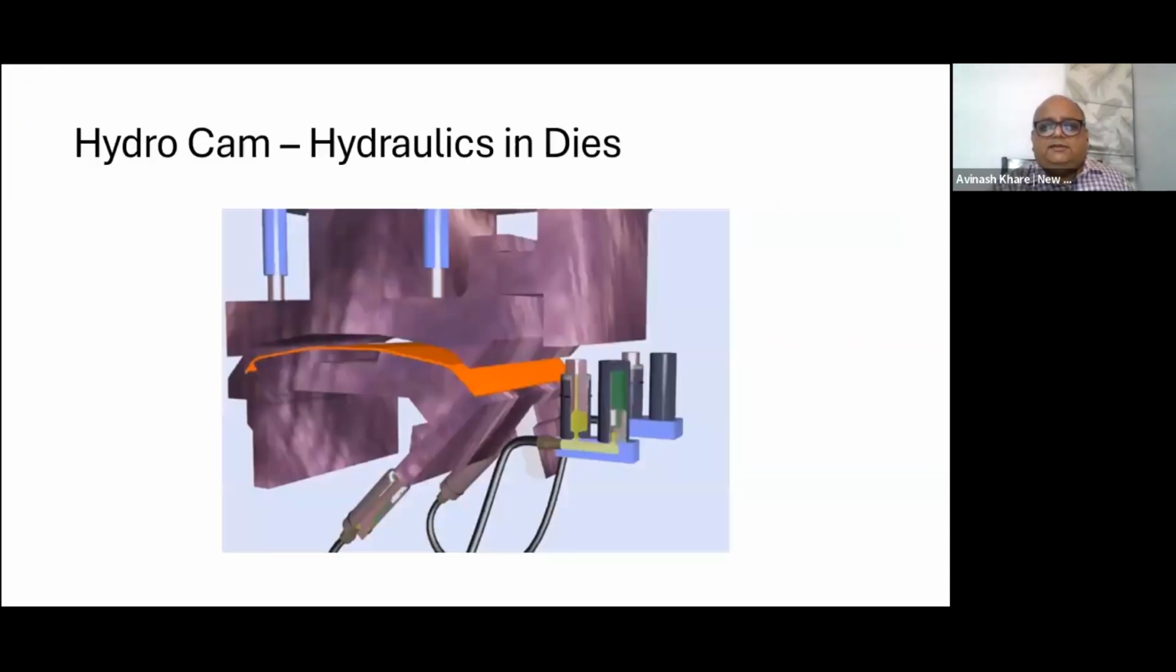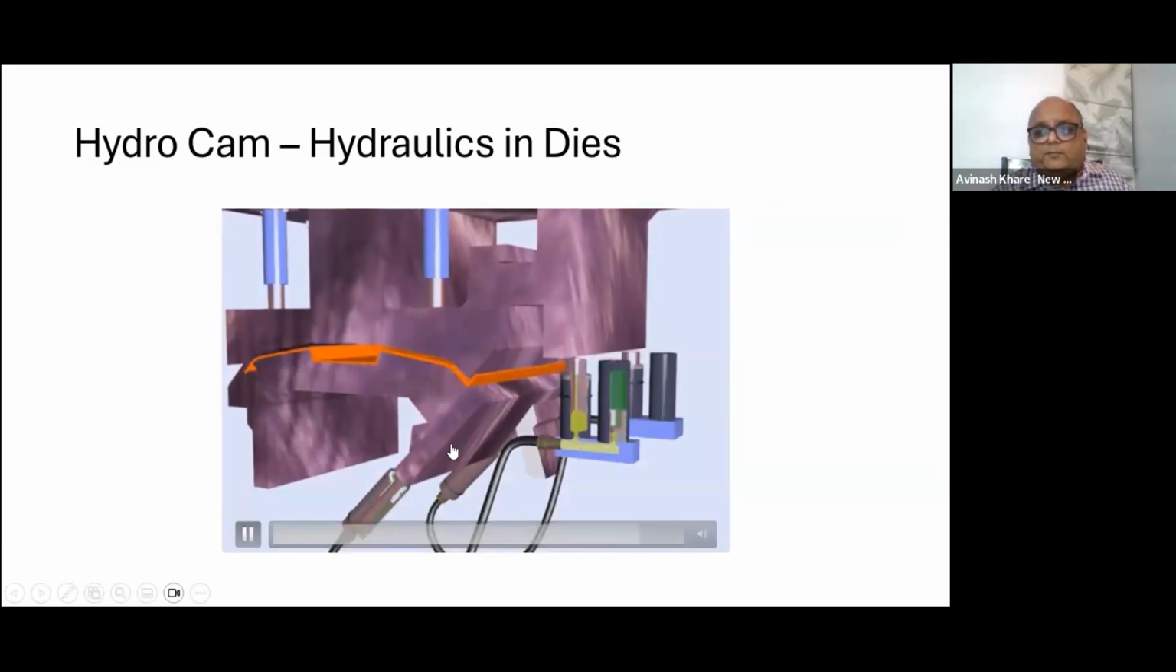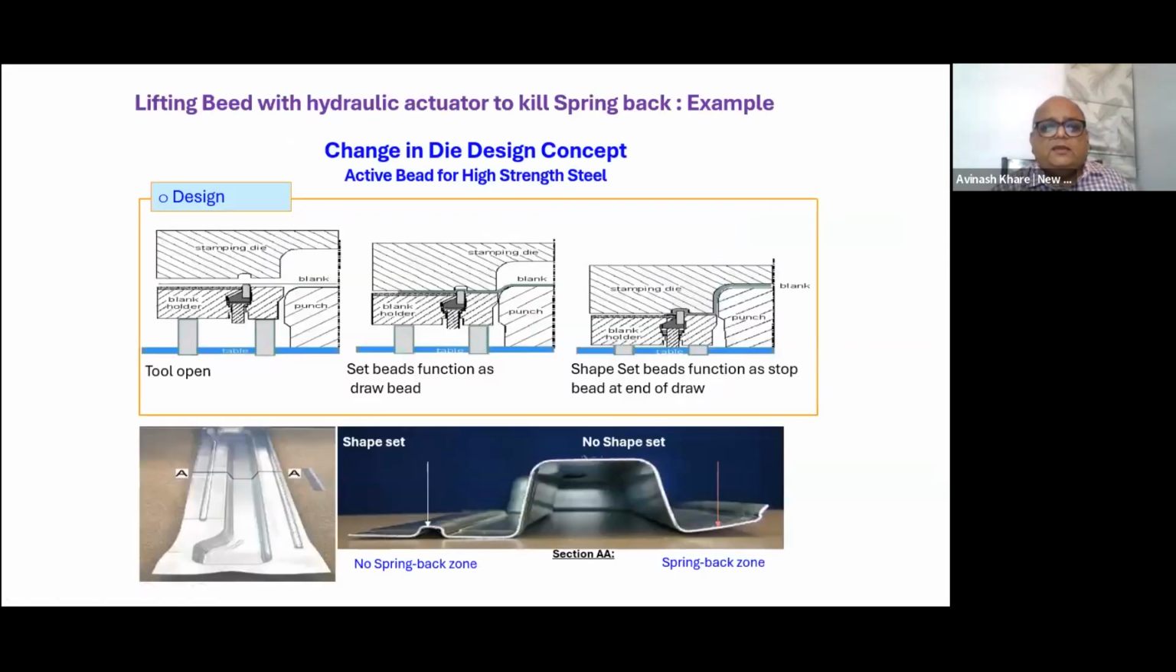Now the technology is there. For example, this is a hydro cam which is there in the die. You see there is a short hydraulic cylinder. The press comes down, it builds up pressure, and that pressure operates a cam. Okay. The same technology is used here for a different purpose. Here there are two drawbeads, one ordinary drawbead and one adaptive draw bead. Now what this does is that after the forming is done, the bead is getting lifted hydraulically so that it pulls the material and it tightens the material on this corner so that it kills the spring back. You see this side has not sprung back, this side is sprung back severely, right?